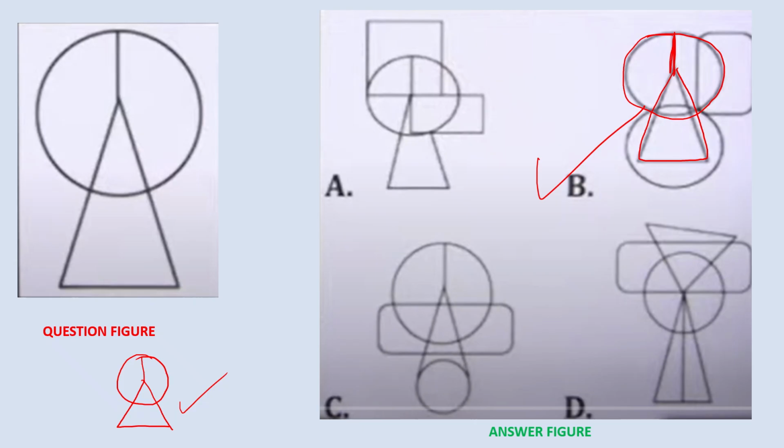In option A, if you check, the triangle is broken here, so option A is wrong. In option C, the base of the triangle is not there, so option C is wrong. In option D, that line you can't see, whatever is there like this, so option D is also wrong. So option B is the correct one here. Understanding?